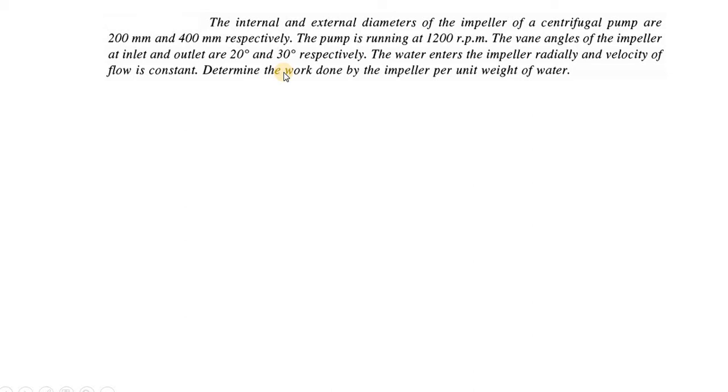So vane angle at inlet is theta, which is 20 degrees, and vane angle at outlet is phi, which is 30 degrees. Water enters the impeller radially. The meaning of this statement is alpha equals 90 degrees, and whenever we say alpha equals 90 degrees, remember VW1 equals 0. And the velocity of flow is constant, that means Vf1 equals Vf2. Finally, we are supposed to calculate work done by the impeller per unit weight of water by using a very simple formula, which equals 1 by g into VW2 into U2.